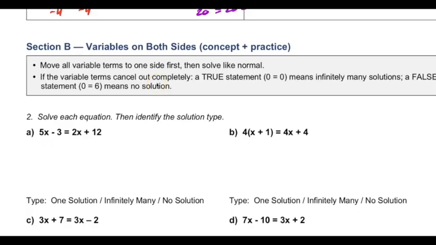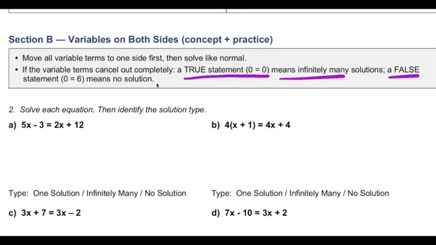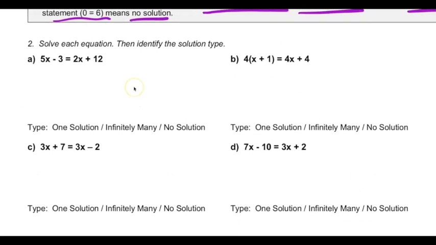If both variables tend to cancel out, then you have two options. If it's a true statement, you have infinitely many solutions. If it's a false statement, like 0 equals 6, then you have no solution. So if the variables cancel out, it's either infinitely many solutions if it's a true statement, and if it's a false statement, you have no solution. So let's do these. And just real quick, again, I like to get rid of the smaller variable first.